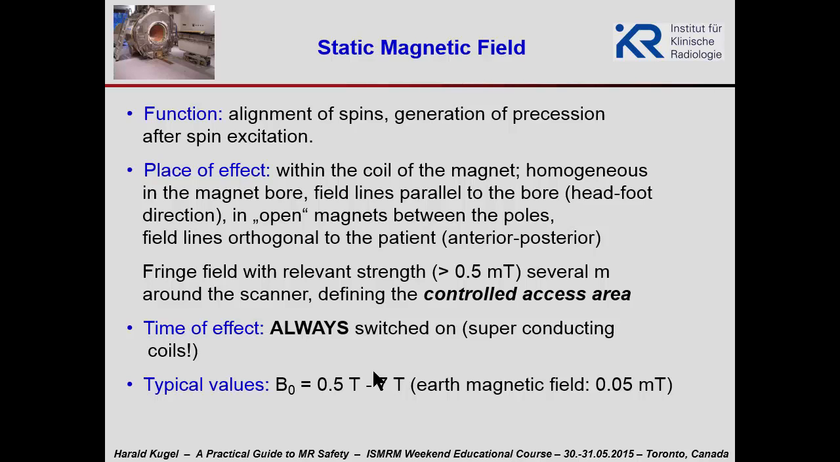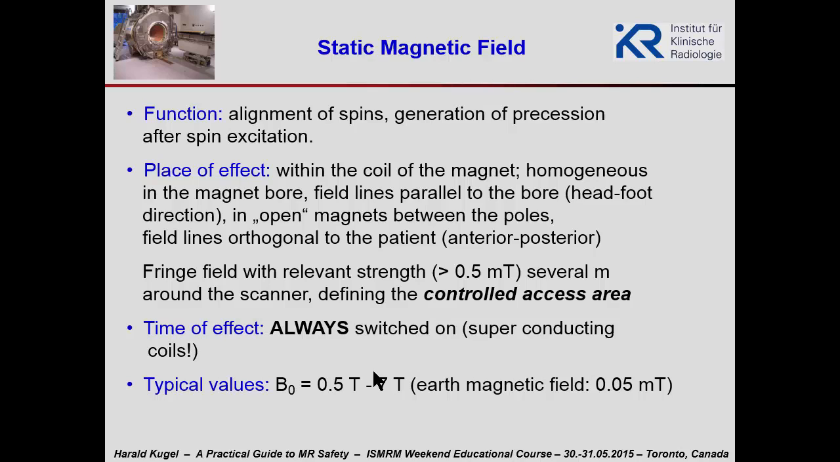But this field is not only inside the magnet bore, there is a fringe field. And this can extend several meters around the scanner, and this defines the controlled access area. That's the area where the access must be restricted. And the access area is defined by the field strength of 0.5 millitesla or 5 Gauss.